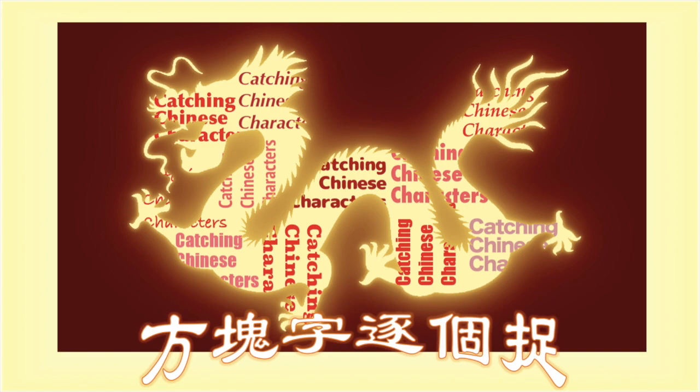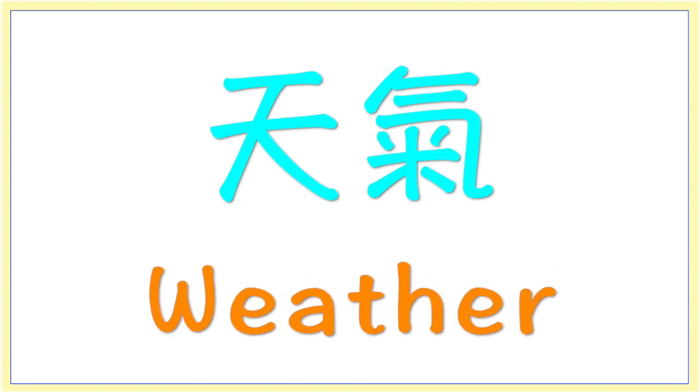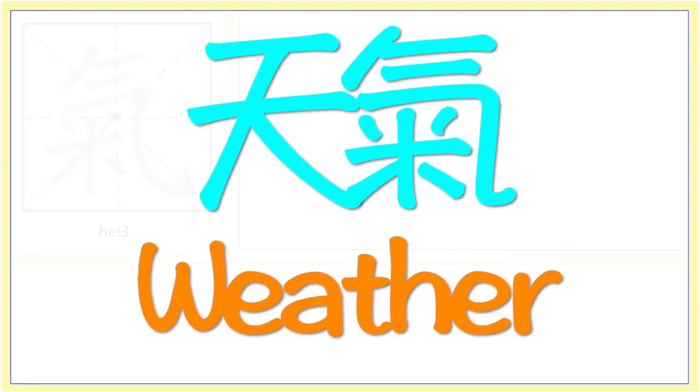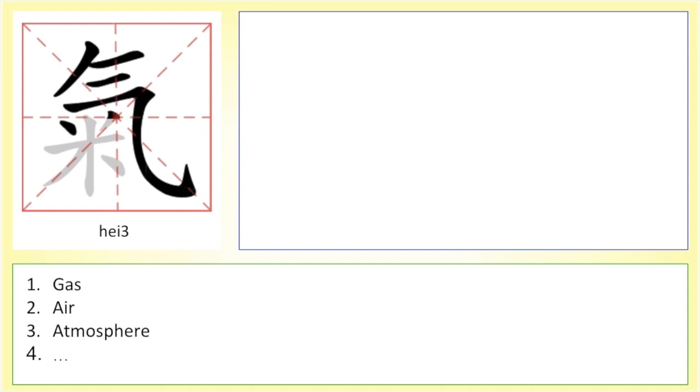This time I would like to introduce some characters about weather. 天氣，天氣。The character 天 was introduced before, meaning sky. The character 氣, we normally translate it into gas or air. Sometimes it means atmosphere, or something we cannot see.